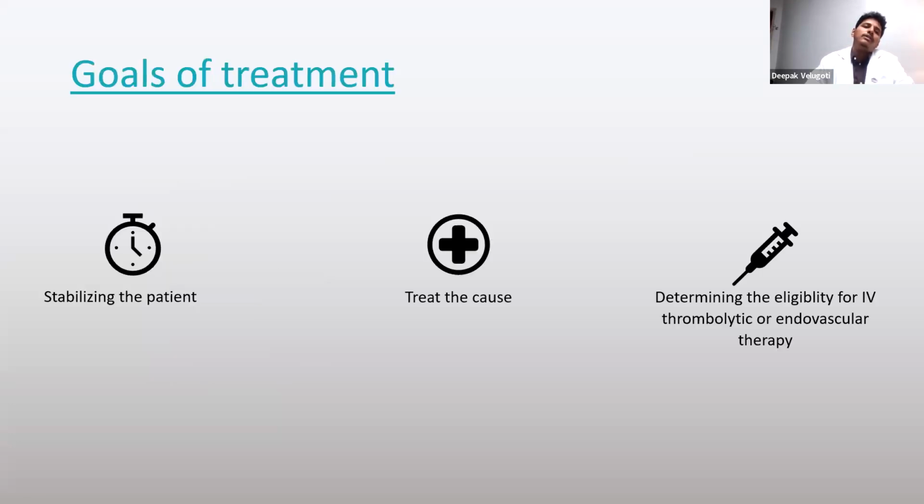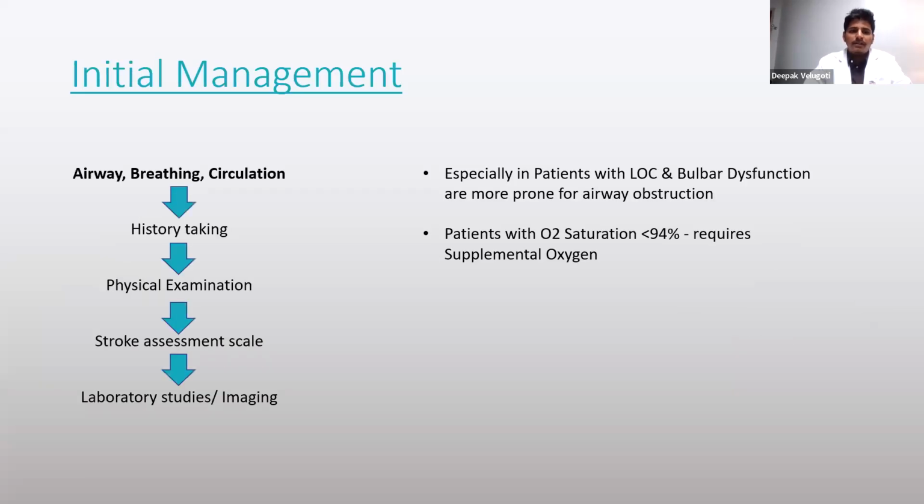Coming to the treatment. So these are the goals of the treatment for patients with stroke. First we have to stabilize the patient, and we have to treat the cause, and we have to determine whether the patient is eligible for thrombolytic or endovascular therapy or not. Coming to stabilizing the patient with stroke.